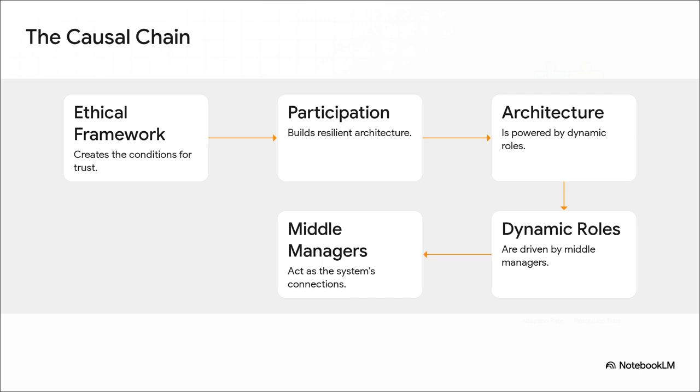It starts with an ethical framework. That's what creates the trust you need for genuine participation. That participation is the only way you're going to build a resilient architecture. And that new architecture needs dynamic roles, not old static jobs. And the whole thing is powered by your middle managers. If you break this chain at any point, the whole thing fails.